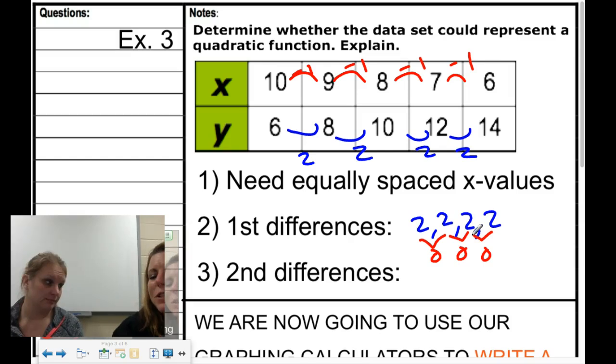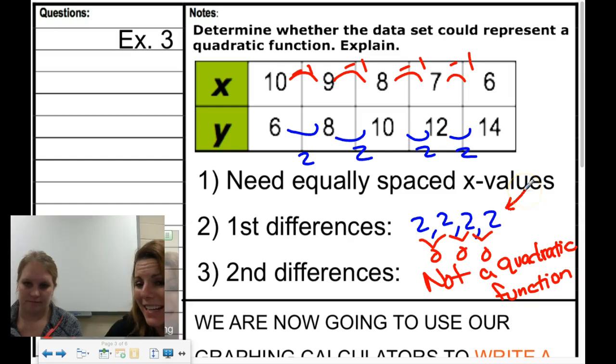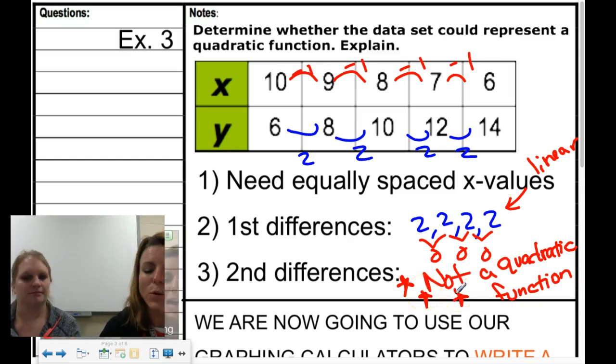Okay, now guess what students want to do right now? They want to say it's a quadratic function, because zeros are all the same. Right, that's right. But guess what? It is not a quadratic function. It is actually a linear function. And this is why. Whenever your first differences are constant, it's linear. In all the other examples, the first differences were not constant. So you have to look at that. So here's our answer. It's not a quadratic function.